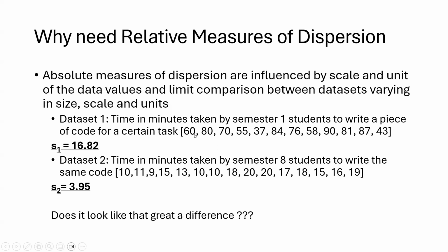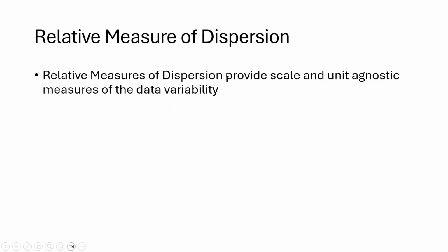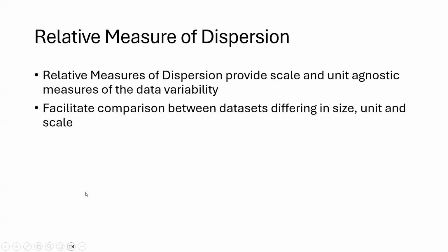If you convert all of these minute values into seconds and then calculate the standard deviation, you will find that the standard deviation for the same data set will now become very large when you change the unit of the measurement. So then we need the relative measures of dispersion. They actually provide scale and unit agnostic measures of the data variability. They facilitate comparison between data sets which are different in size, unit, and scales.